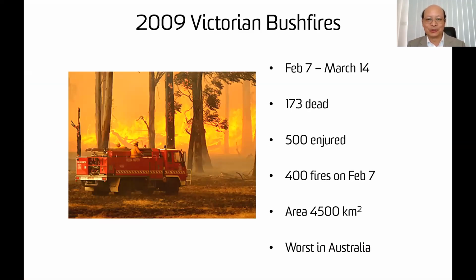I don't need to repeat a lot of details about the Black Saturday bushfire back in 2009. The obvious is one of the worst events that happened. Something I did want to highlight is the period. It's more than a month. And then, of course, a very good number of fires, 400 fires. The other thing I want to touch on is the area. It's 4,500 square kilometers.